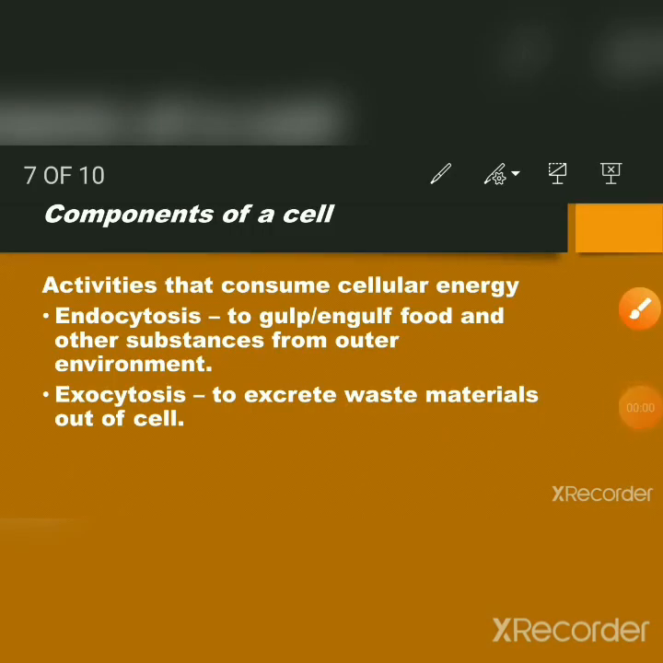Activities that consume cellular energy: endocytosis, to gulp or engulf food and other substances from the outer environment; and exocytosis, to excrete waste material out of the cell.